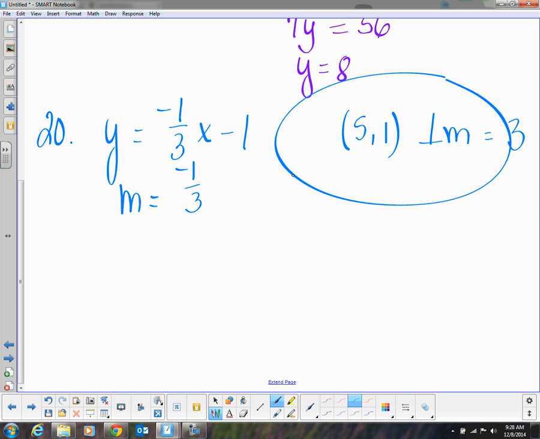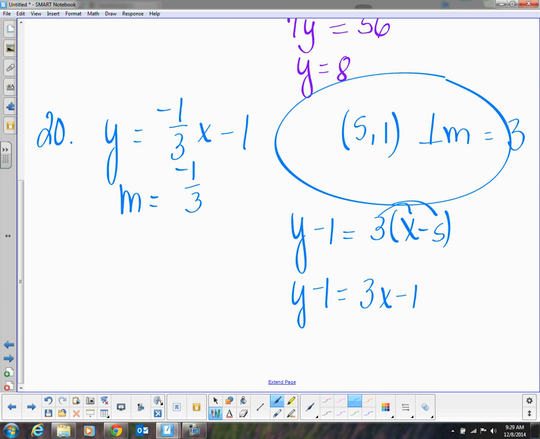So using this, with that 3, we're going to say y minus the y value equals slope times x minus 5. Yes, when it's perpendicular. That's the reciprocal part. 3x minus 15, add 1, you're going to get 3x minus 14. Other questions?